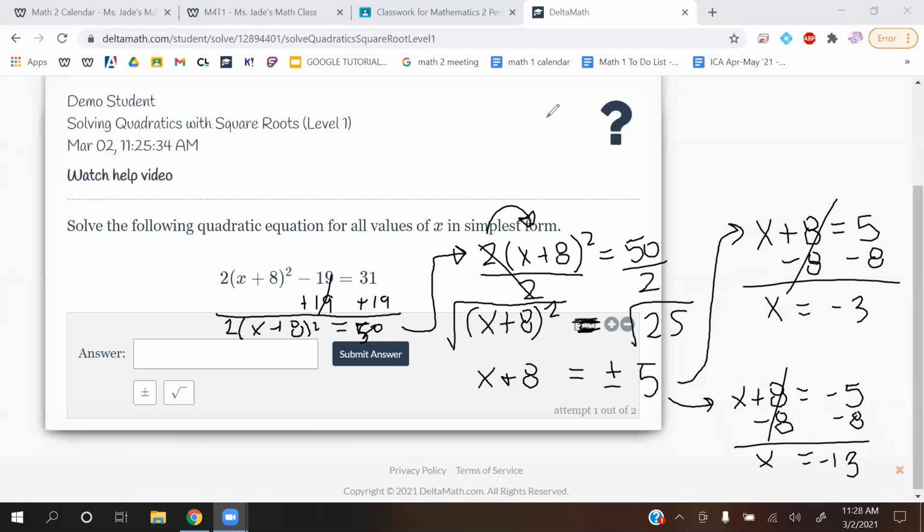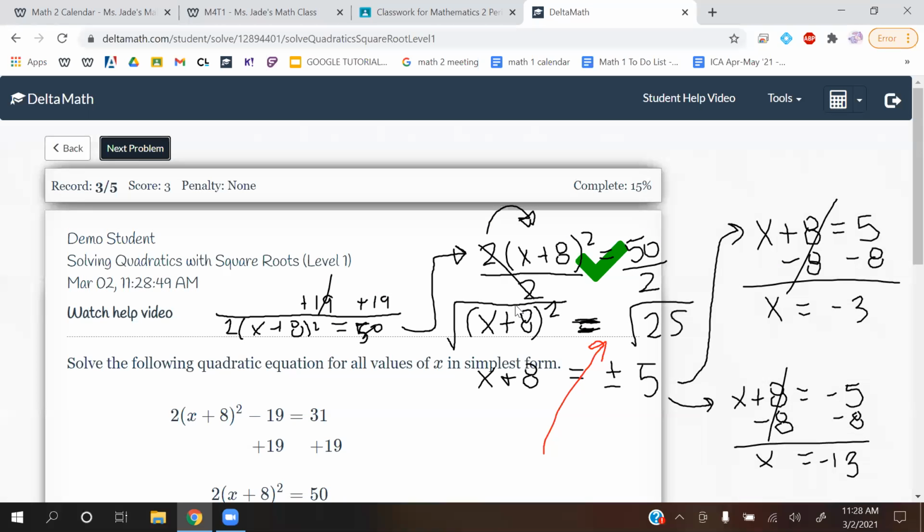And then remember to type it into Delta Math. You use that plus sign button, and that plus sign button will give you a second box to type an answer in. So you can do -3 here and then -13 over here, or you could switch the order, it doesn't matter. So I could have put the -13 first and then the -3. It will both be marked as correct. Are there any questions on this one? And we submit, and we got it right, which is great. And let's clear the screen and go to the next video.